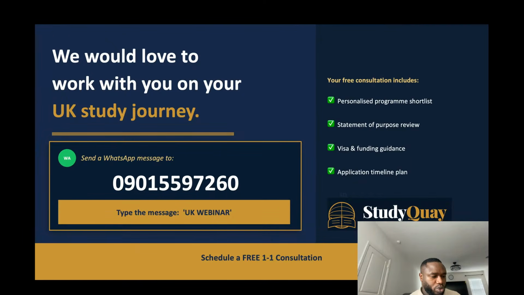I have a low 2.2. Do I have a high chance of getting admission? You have a chance of getting admission, but not a high chance.